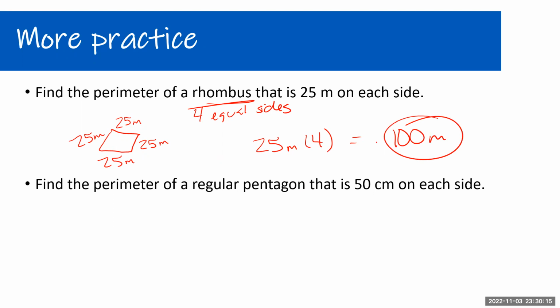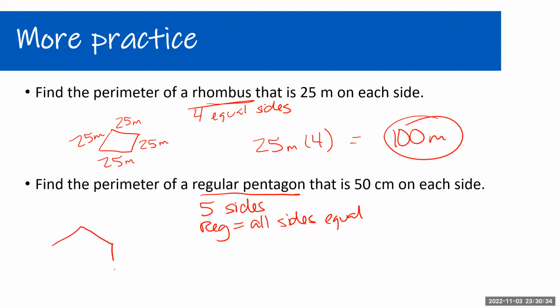Okay. The perimeter of a regular pentagon that is 50 centimeters on each side. Well, remember that a pentagon has 5 sides, and regular means all sides equal. So you're going to have 5 sides. You can draw it if you want. I'm sure this is going to be nowhere near good. I'm not an artist, right? But we know that all of them are 50 centimeters.